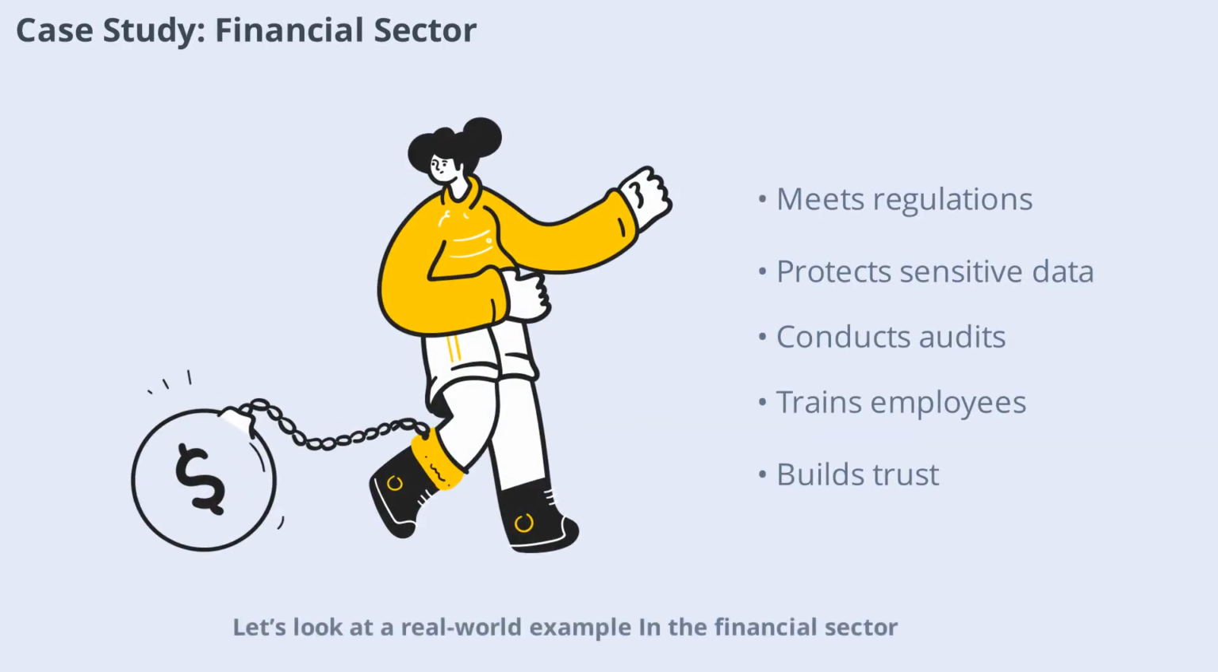Let's look at a real-world example. In the financial sector, data governance is essential for meeting regulatory requirements and protecting sensitive information. Banks implement strict policies for data access, retention, and security. Regular audits and employee training ensure ongoing compliance. By prioritizing governance, financial institutions reduce risk and build customer trust.